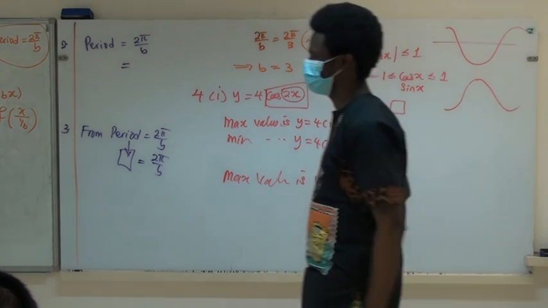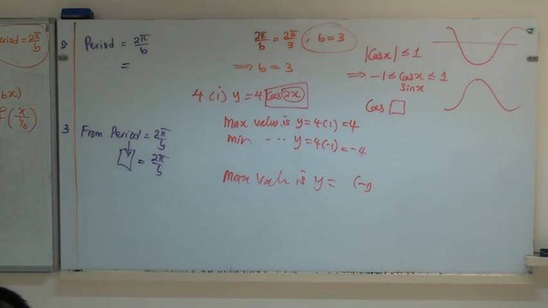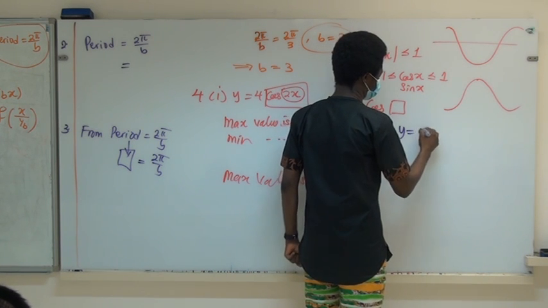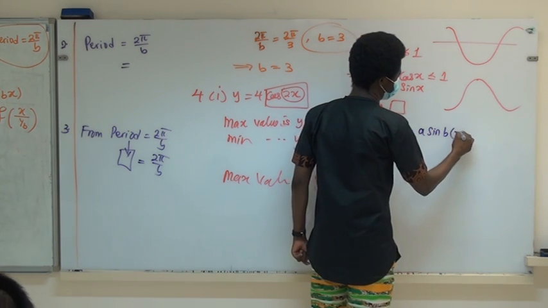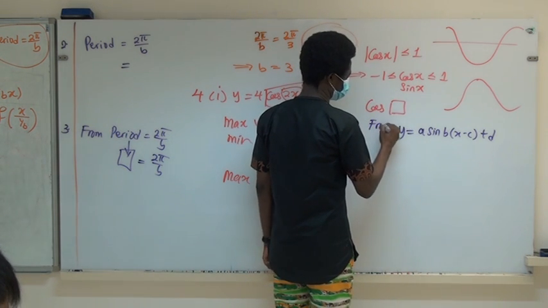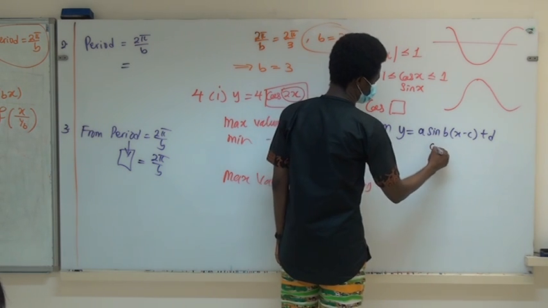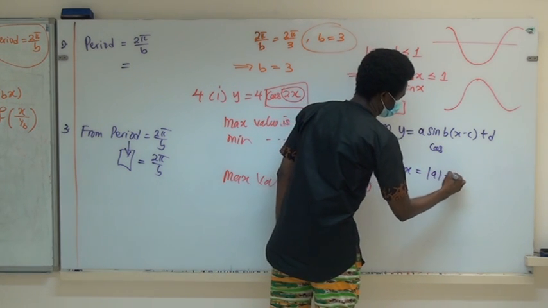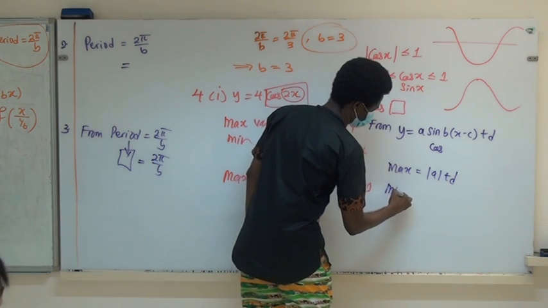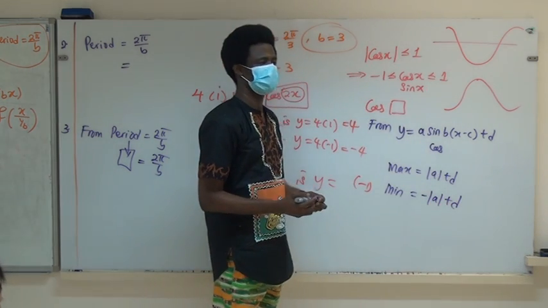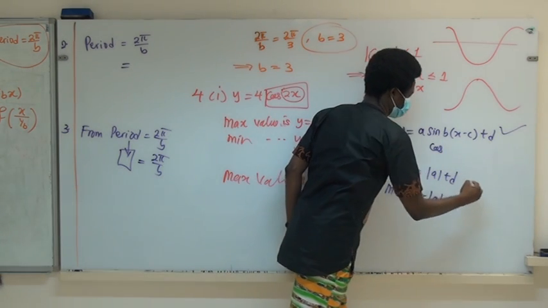So I think I'll share Ethan's idea. He has an easier way of writing the maximum stuff. Guys, this is what Mr. Cheng has done. So from y equals a sine b into x minus c plus d. The same happens with cos anyway. It said maximum is absolute value of a plus d. Minimum is negative absolute value of a plus d. So he wrote this and then this.